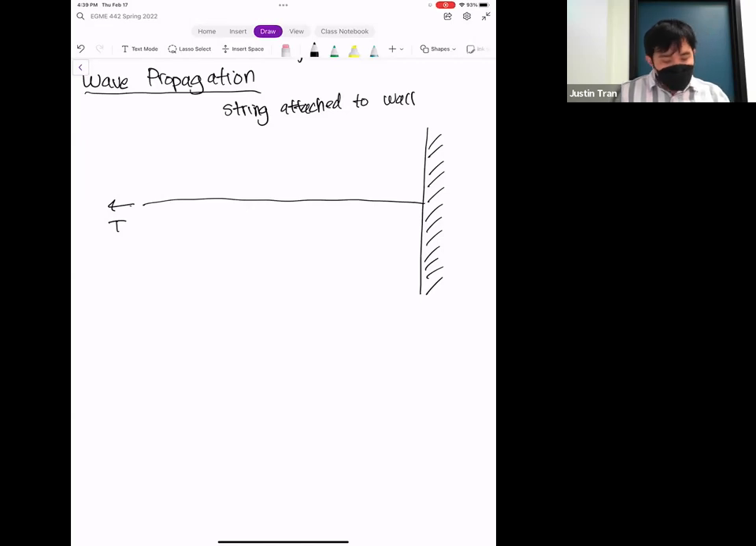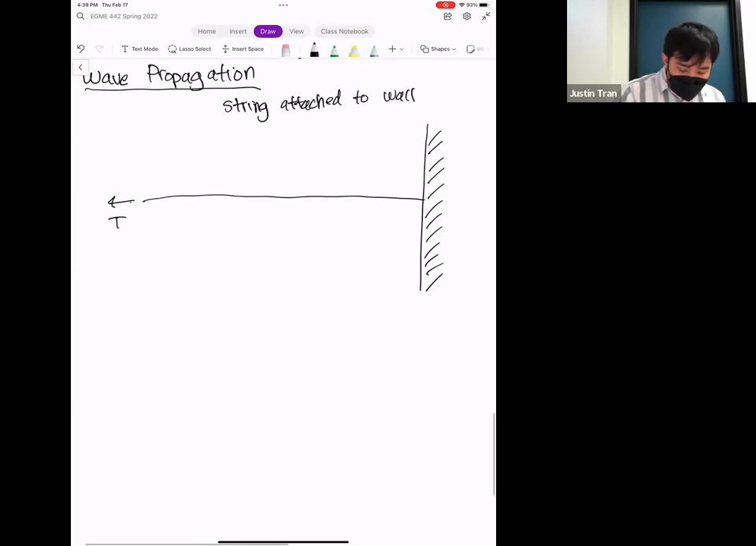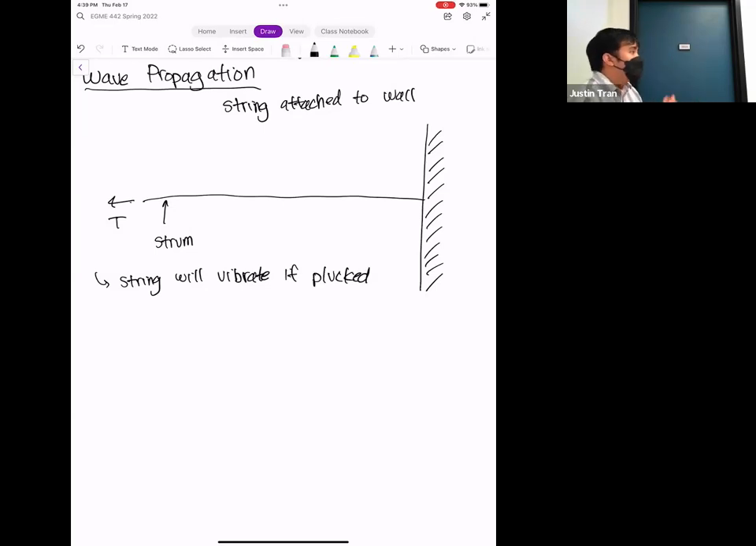Okay. And so if you've played guitar before, I'm saying that like I've played guitar. I don't play guitar, but I've watched people play guitar. What you'll know is that if you strum the string, or if you pluck the string, or if you do something to it, what you'll see is that the string is going to start to vibrate. And of course, that vibration produces a sound, and that's what makes guitars such beautiful instruments.